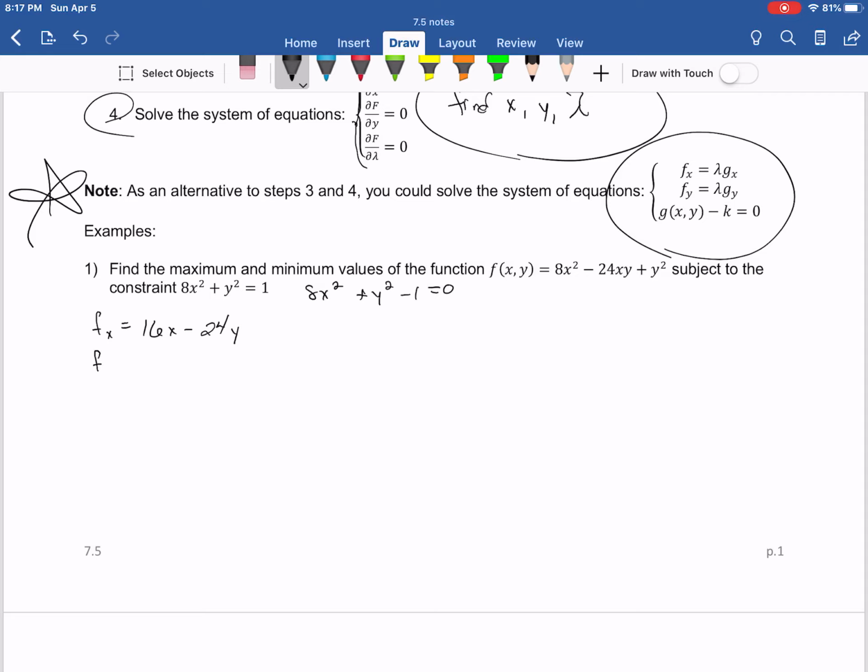Next, we find the partial derivative of f with respect to y. So this time x is your constant. All right, now we don't just set these equal to 0 and solve for x like we did in the previous section, because once again we've got this constraint that we want to make sure is also satisfied. We want that constraint function to be satisfied. So we're going to find the partial derivative of that function, which we call g, with respect to x, and also with respect to y.